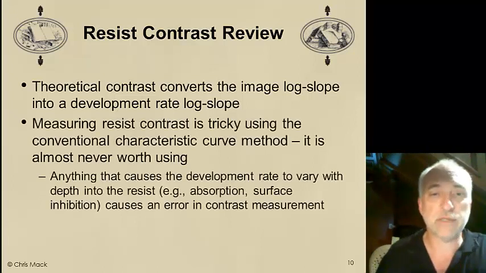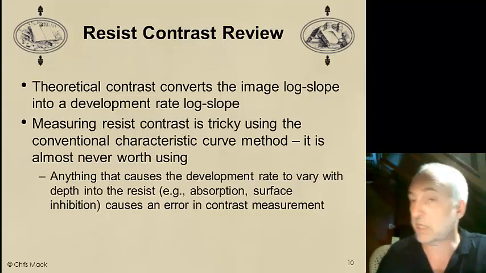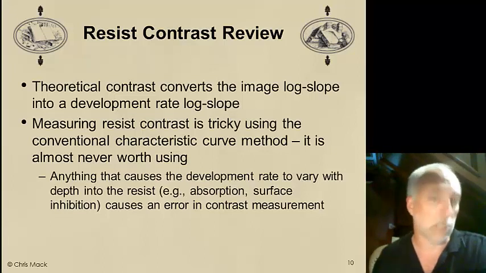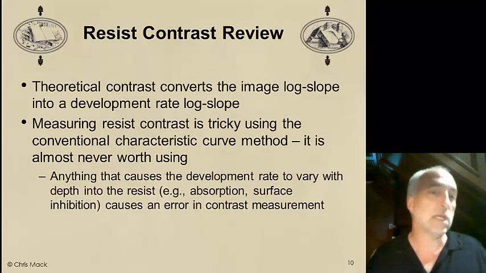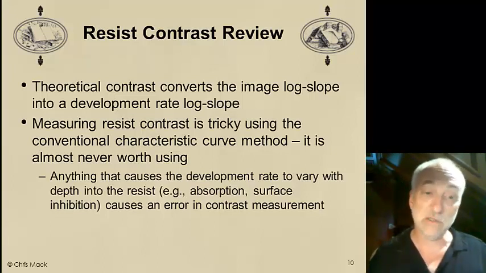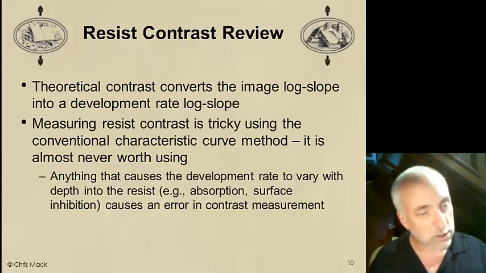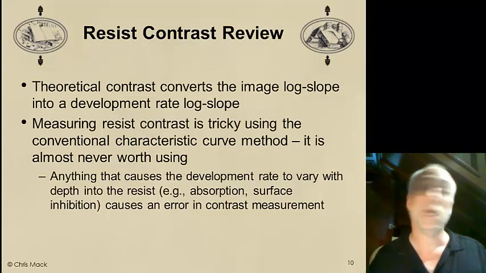Measuring the contrast is very, very difficult if we want to use the conventional characteristic curve method. For this reason, it's almost never worth using. Many people have learned that lesson and they no longer use this, but unfortunately sometimes lessons learned are forgotten, and we continue to see people in the lithography industry using the characteristic curve method of measuring contrast and getting results that are worth nothing.